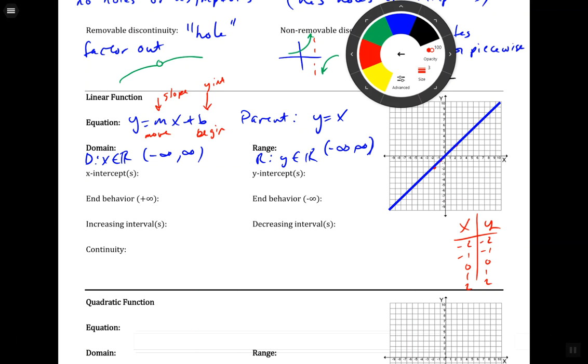What does a positive slope look like? Is it the same as this? It goes up from left to right. What's a negative one look like? It goes down. Yeah? All right.